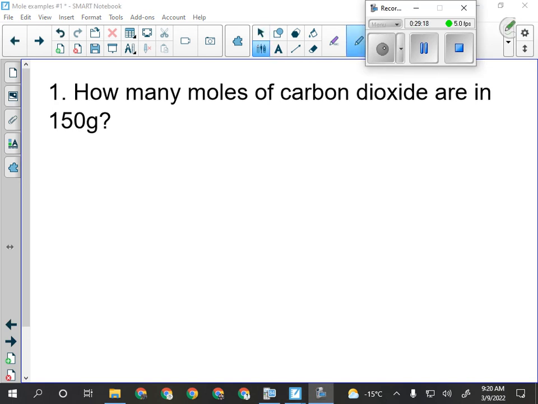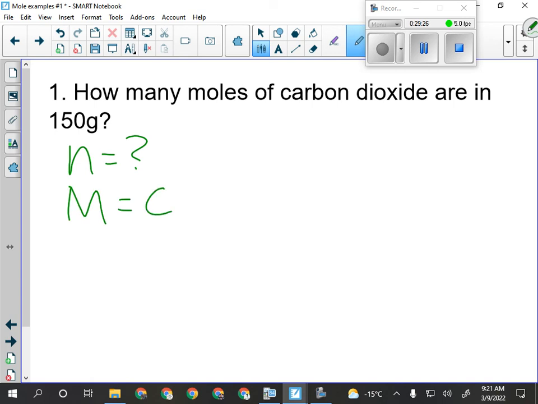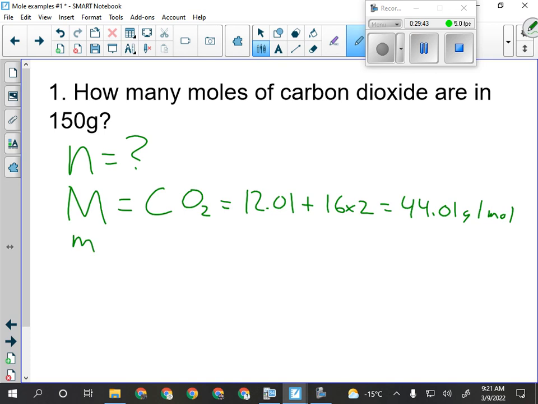So for our first one here, we're being asked to calculate how many moles. So we're looking for n. They tell us the material is carbon dioxide, CO2, which means 12.01 plus 16 times 2, so 44.01 grams per mole. Okay, and they tell us the mass is 150 grams.